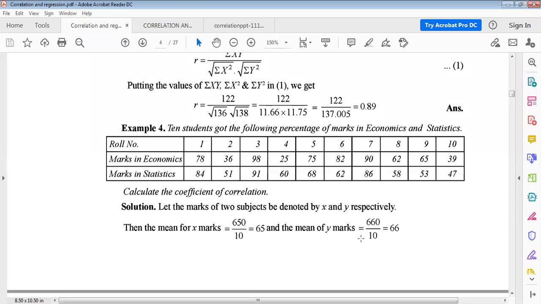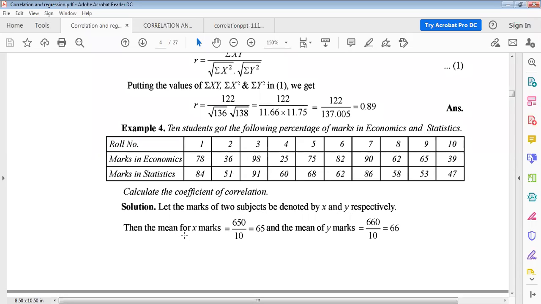Now let's try this for discrete data. 10 students got the following percentage of marks in economics and statistics. Their roll numbers, marks in economics, and marks in statistics are given. Calculate the coefficient of correlation. Let the marks of the two subjects be denoted by x and y.